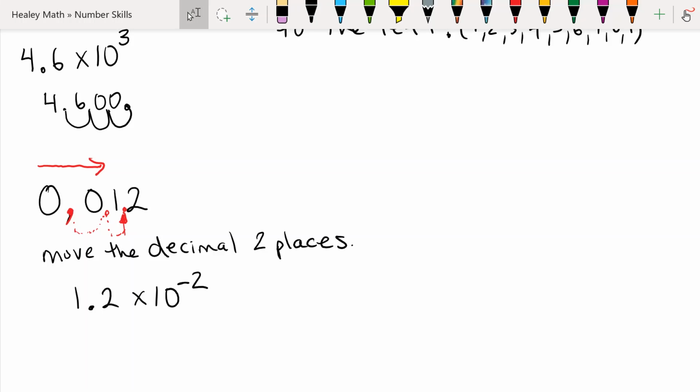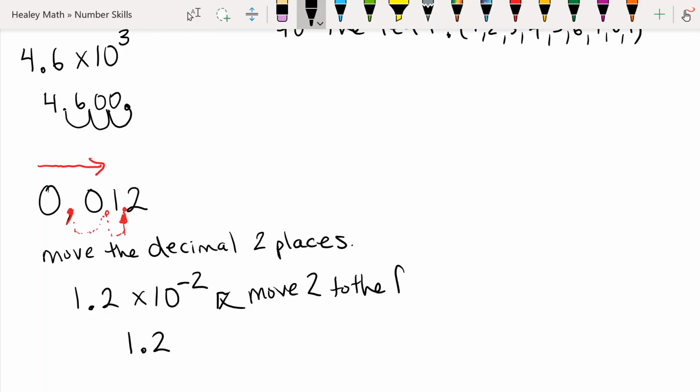And to double check our answer, we rewrite 1.2. This means we will move the decimal 2 places to the left. Let's do that. 1, 2. And there's the number we started with.